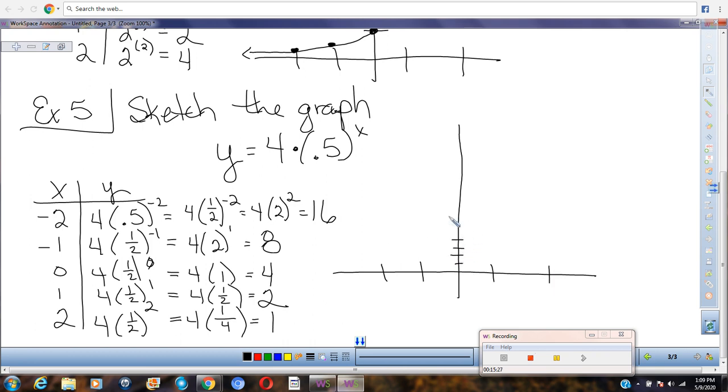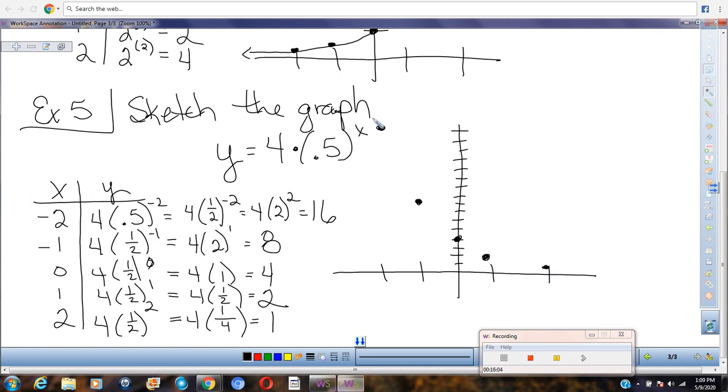1, 2, 3, 4, 5, 6, 7, 8, 9, 10, 11, 12, 13, 14, 15, 16 is our biggest number. So we have -2 and up to 16. We have -1, 8. 1, 2, 3, 4, 5, 6, 7, 8. We have 0, 4. 1, 2, 3, 4. We have the point 1, 2, so over 1 and up 2. And of course we have the point 2, 1. So over 2 and up 1.